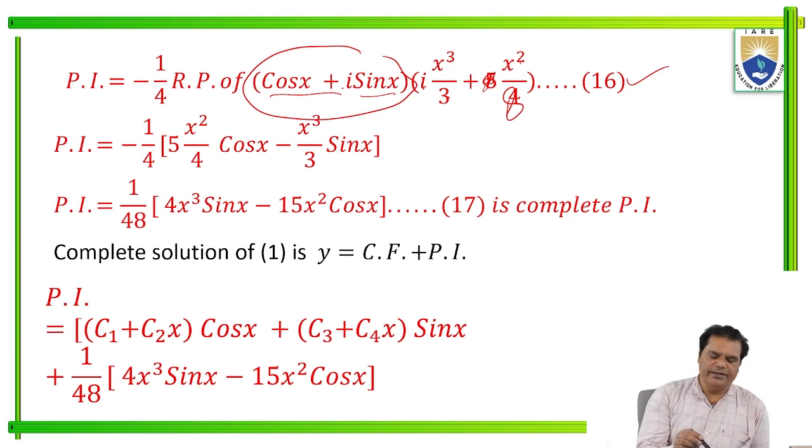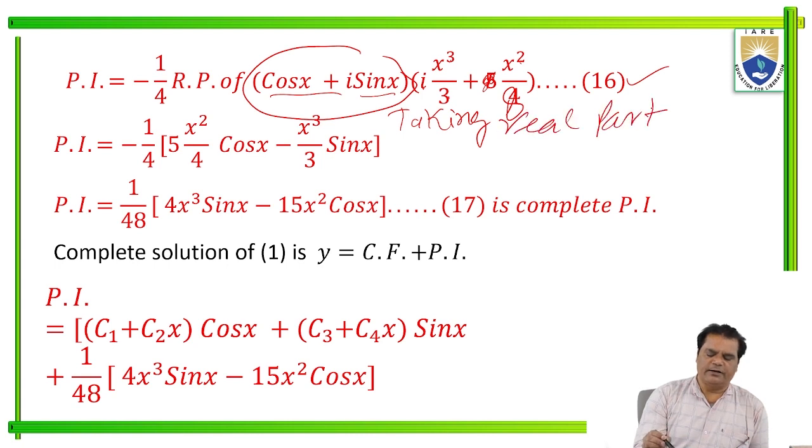So comparing here, taking the real part after multiplying both brackets. Cos x is real and x square by 8 is real, so real times real gives x square by 8 cos x. And this imaginary times imaginary, i square, gives minus x cube by 3 sin x.